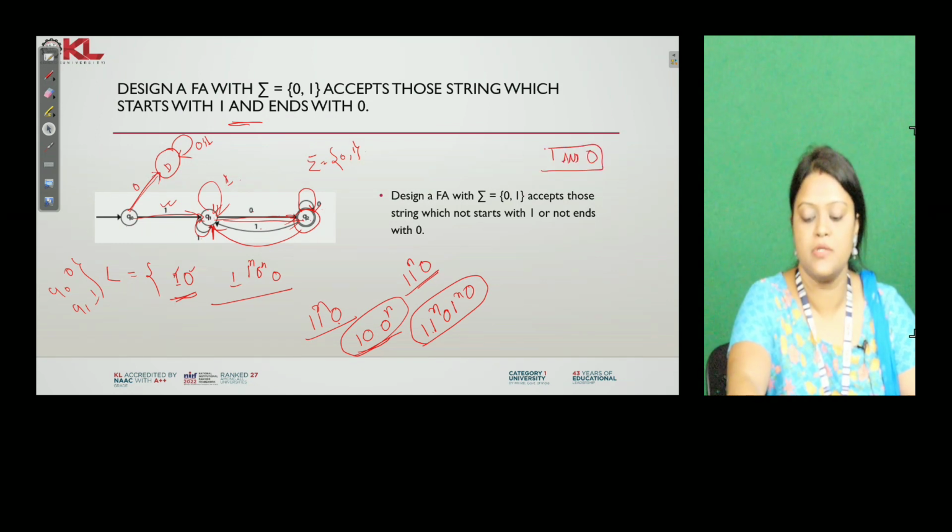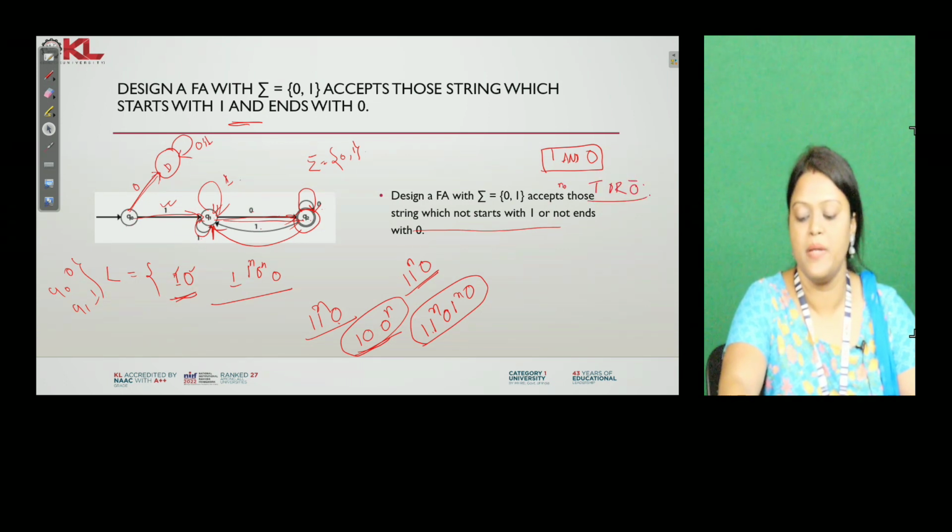If we use De Morgan's law with this one, then we can say that it will be accepted not starting with 1, that is 1 bar, or 0, that is the complement of this string, and it is converted to 1, this or, and 1 is not 1 and not 0.